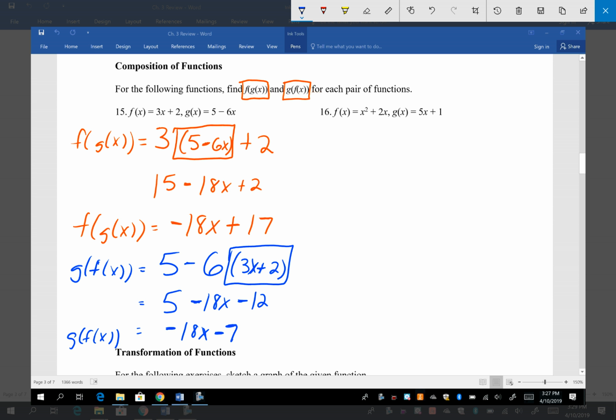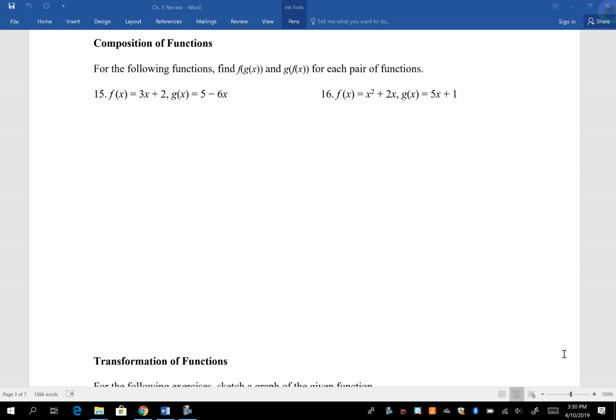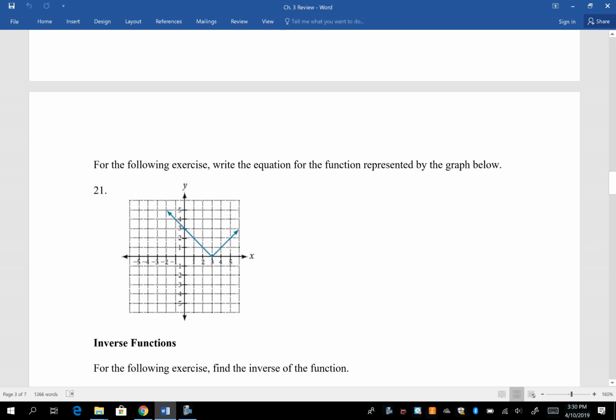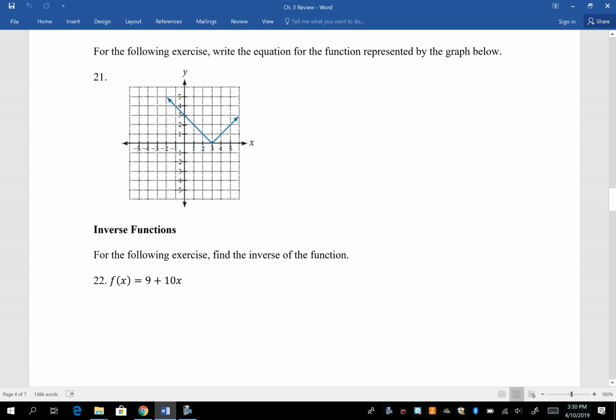Questions on composition? Question? Check it out. You got it. Everybody good? Okay, that was 15. Who's got another one for us? 21. Excellent. Let's do 21.